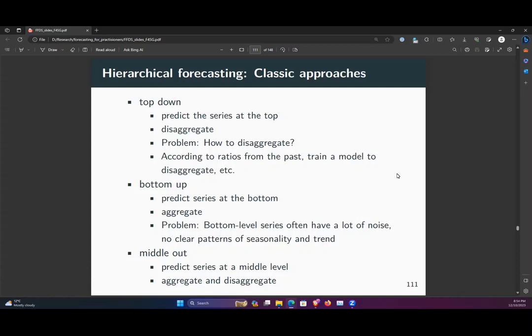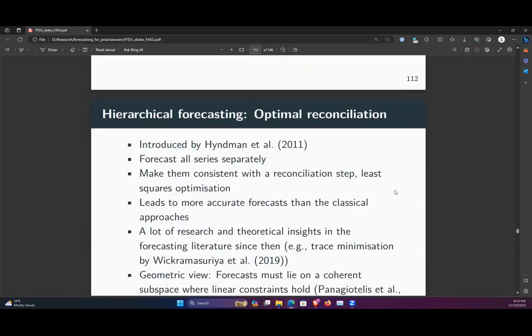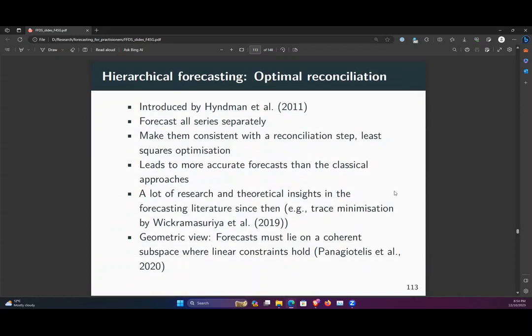Then there is the middle out approach where you predict the middle level hierarchies, and then you disaggregate and aggregate them both to get the upper levels and the lower levels as well. Then there is the other approach, which is quite recent, the optimal reconciliation approach, right? So the optimal reconciliation approach is where you predict all the different levels and then reconcile them to make it fit perfectly or make it more consistent across all the levels.